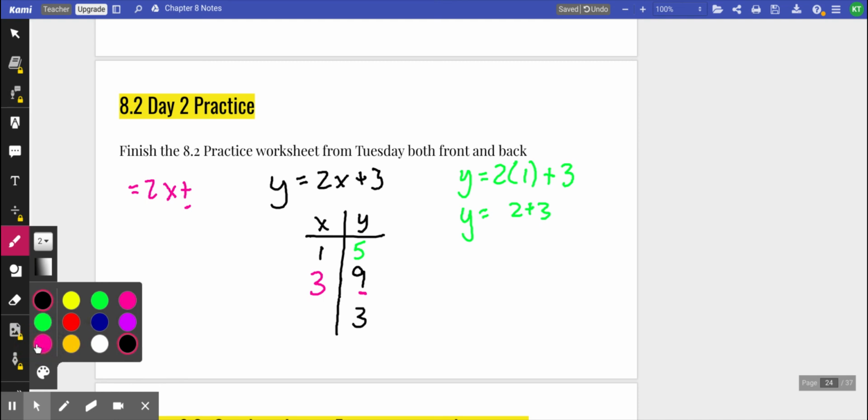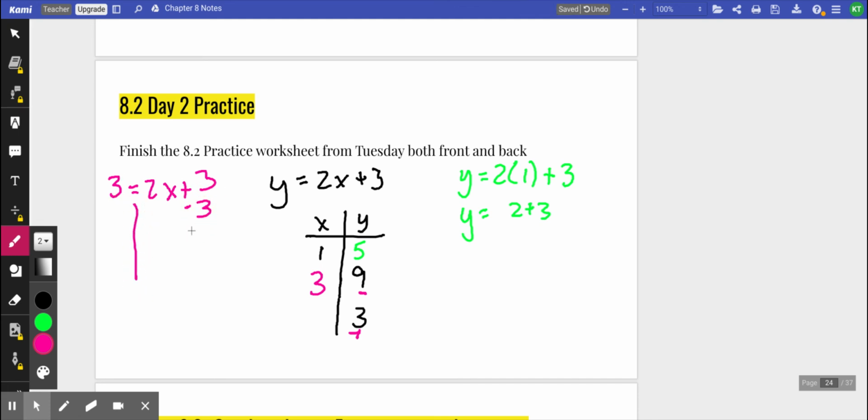Now instead of 9, they gave me a y value of 3. So I'm going to plug that in. So y was 3. Now I have 3 equals 2x plus 3. So I got to solve it again. Minus 3, minus 3. We get 0 over here. This cancels. We get 2x. Divide both sides by 2. And we get 0. So when y was 3, we solved and got x is 0.